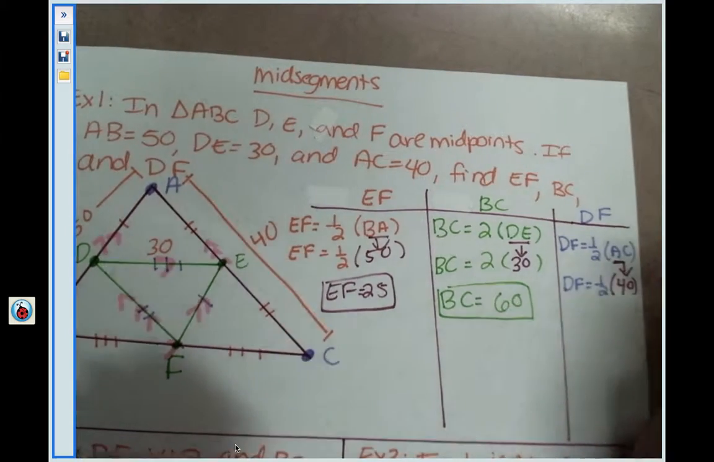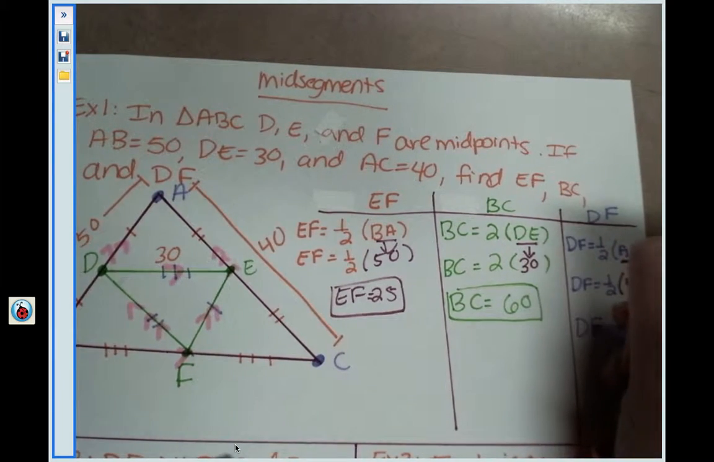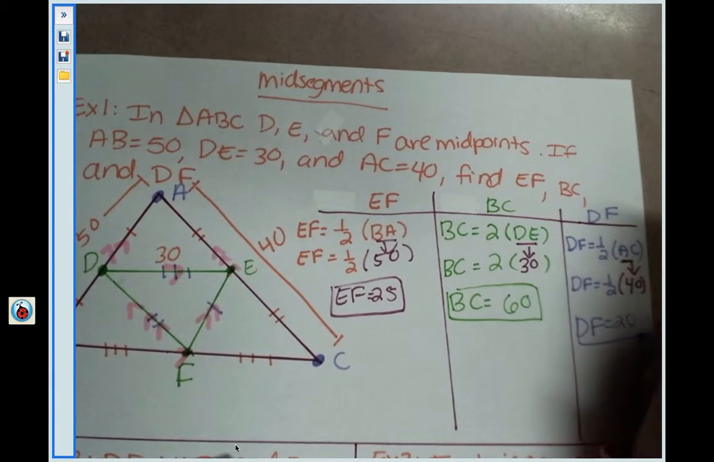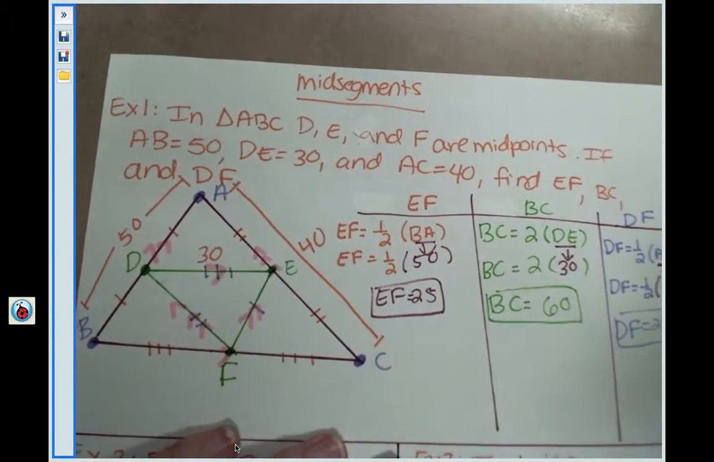Okay, what is half of 40? Because that will give us DF, which is our final question. DF is 20! We have found all of our side lengths that we were looking for, either a midsegment or a triangle side.